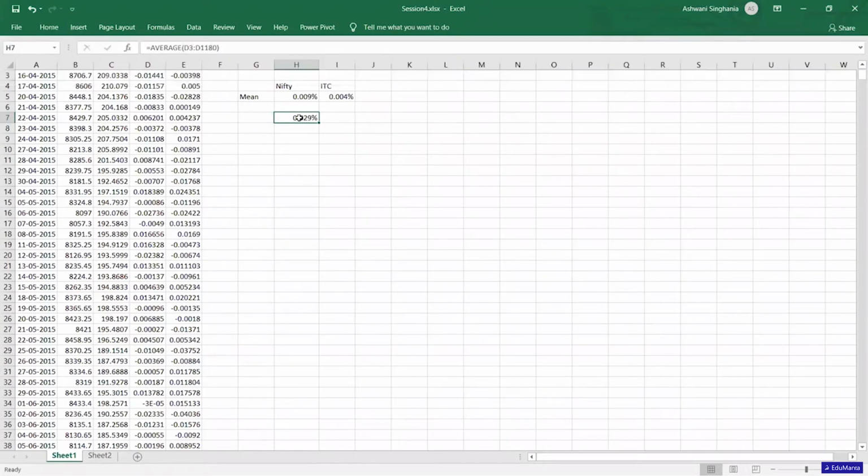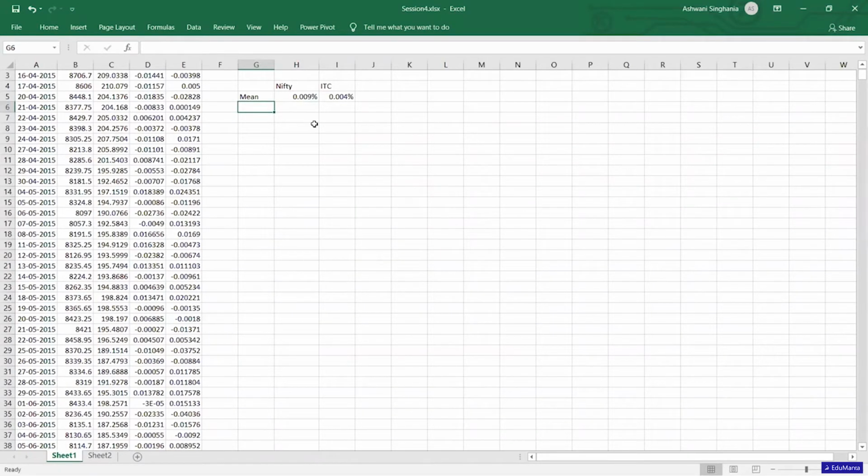So there is basically 0.029% return on every day. That is much better than the return when we are including the last 1.5 months. So this is the mean return.